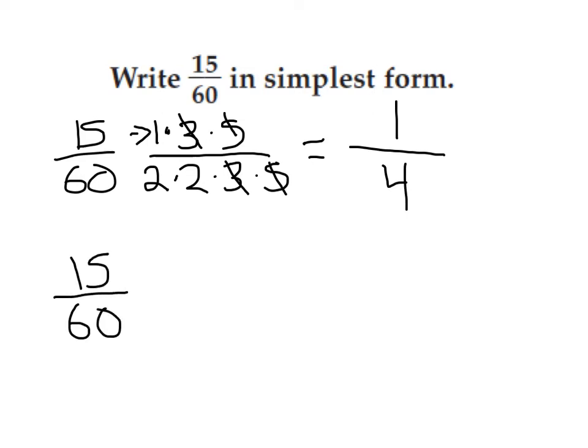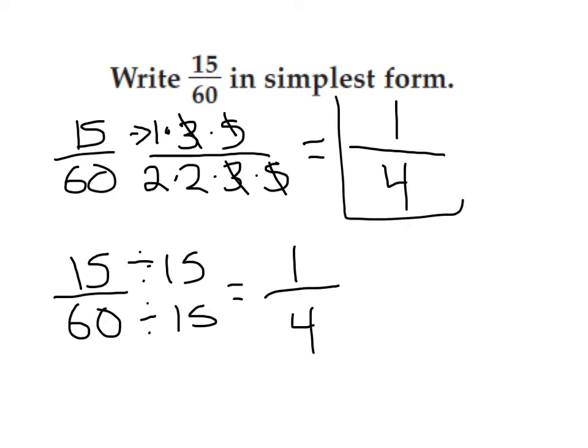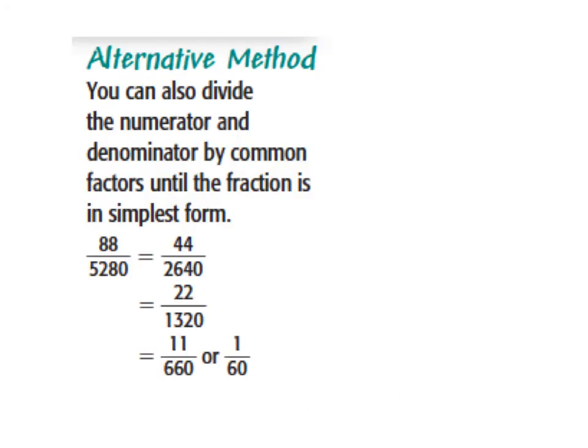Maybe you knew the GCF of 15 and 60 was 15, so I divide the top by 15, divide the bottom by 15, and my result is 15 divided by 15 is 1, and 60 divided by 15 is 4. So either way is great. Once again, just show some work, and if you want to check your answers, you could always plug it into the calculator.